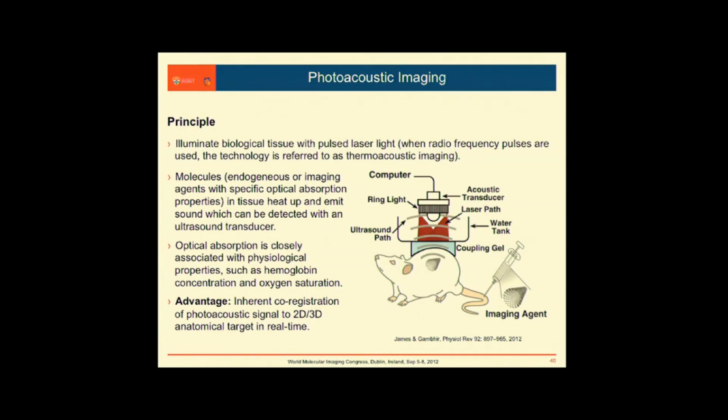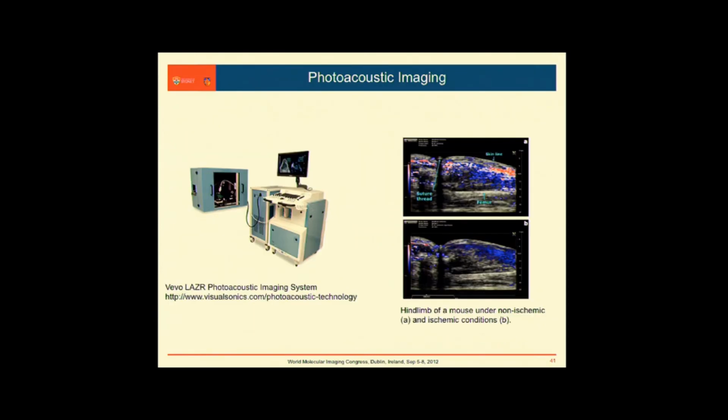And the technique provides inherent co-registration of the photoacoustic signal to its anatomical source and can be performed in real time. Here's an example of a photoacoustic imaging system from Visual Sonics, which simultaneously acquires co-registered photoacoustic and micro-ultrasound data. On the right, again from their website, is an illustration of real-time imaging of changing oxygen saturation as a ligature on a mouse hind limb is tightened.